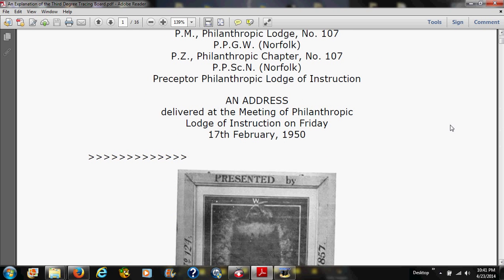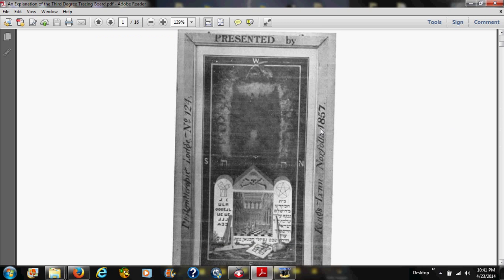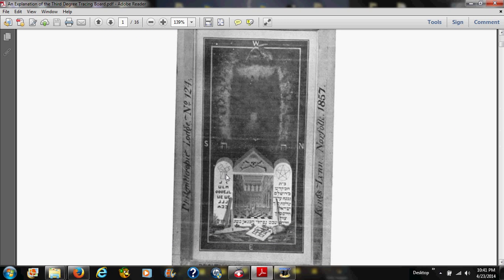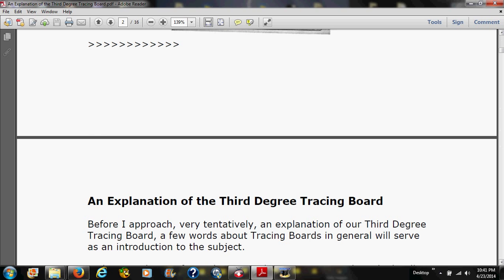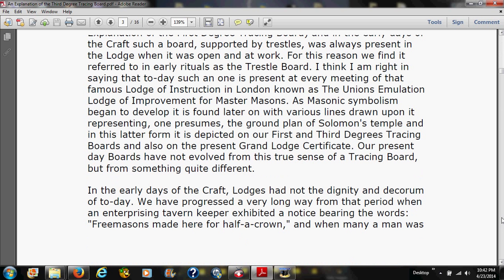See, this program here has a picture of the tracing board on it, and it's talking about this symbol right here. That's the proposition of Euclid symbol right there, and it has a triangle in the middle. So if you don't know what the proposition of Euclid is, you can look it up.